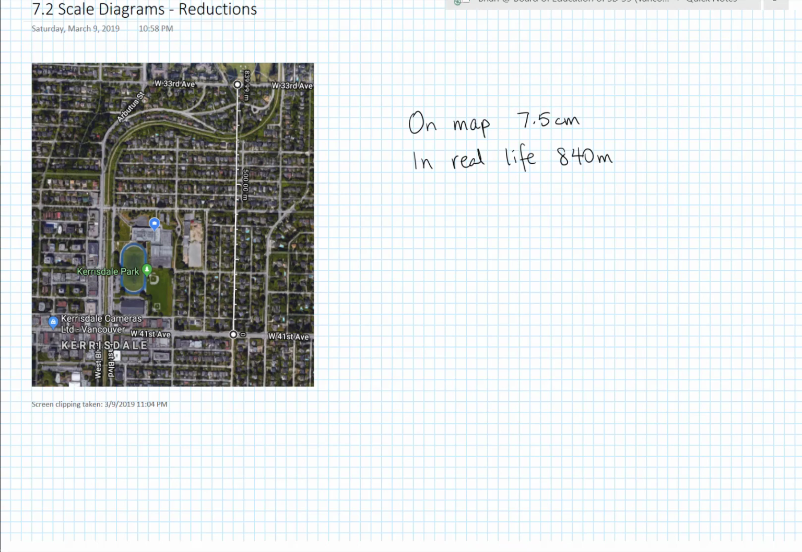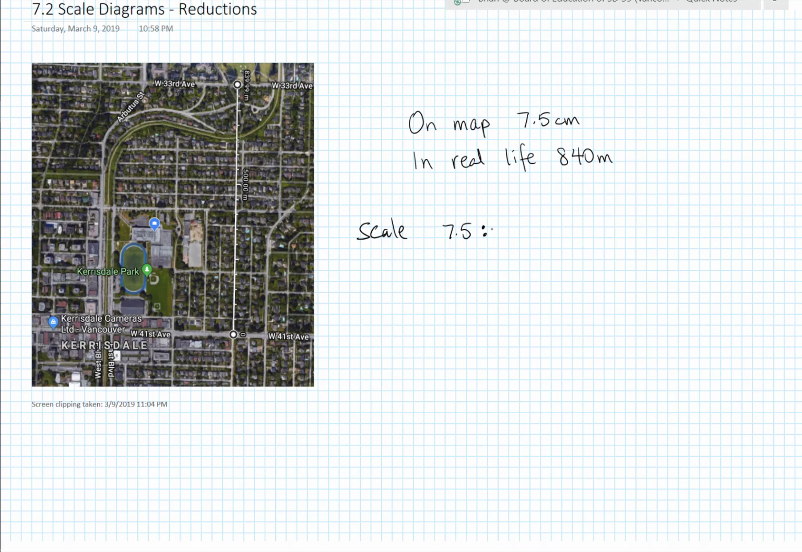So the scale, again, you start with the image. So in this case, that's the 7.5 centimeters. The image is the map. So we have 7.5 to the distance in real life. But here's where we have to be very careful. The distance has to be expressed in the same unit. So we have to take 840 meters and convert that to centimeters.